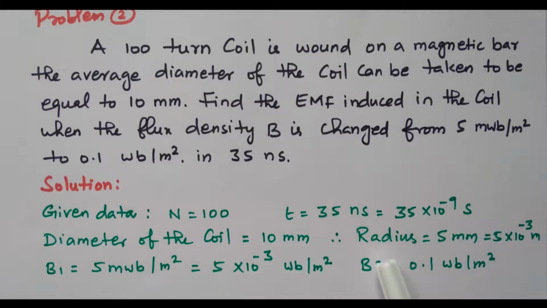So the radius is diameter divided by 2, 5 millimeter. So 5 into 10 to the power minus 3 meter. Millimeter is converted into meter. Then the flux is changing from two different values. First we will take this B1, it is 5 milliweber per meter square, that is 5 into 10 to the power minus 3 Weber per meter square. Milli is written as 10 to the power minus 3. And B2 changed to another value is 0.1 Weber per meter square. Now we need to find what is the EMF induced in the coil.